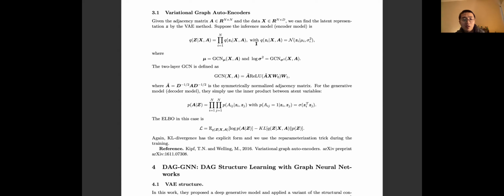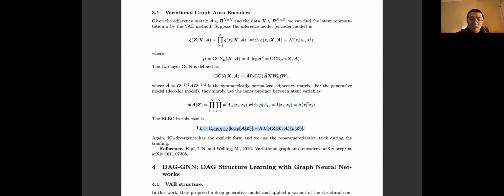So in this case, the decoder or the generative model is used to model A given Z. And they use the simple linear product between two latent variables to define the probability. So P(A_ij = 1 given Z_i, Z_j) is based on the inner product, sigmoid of Z_i transpose Z_j. So this is the generative model, or the decoder model.